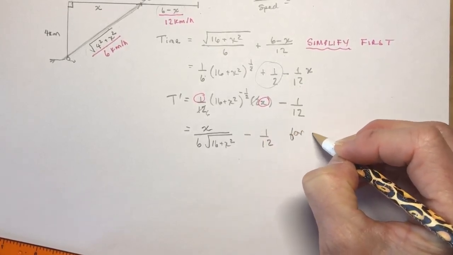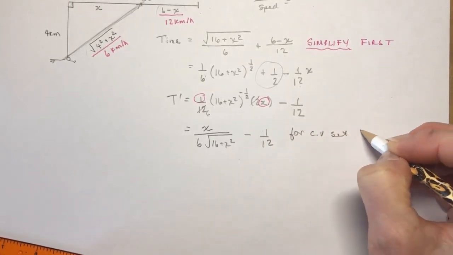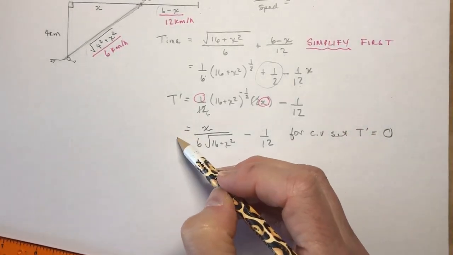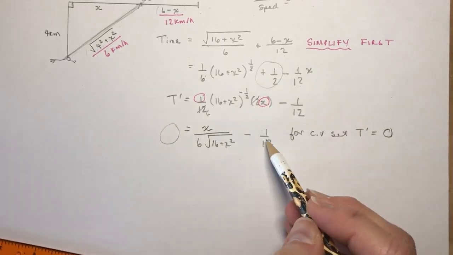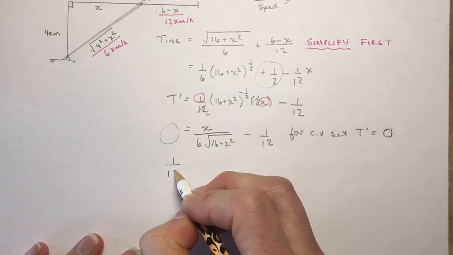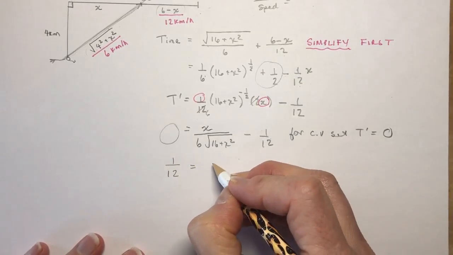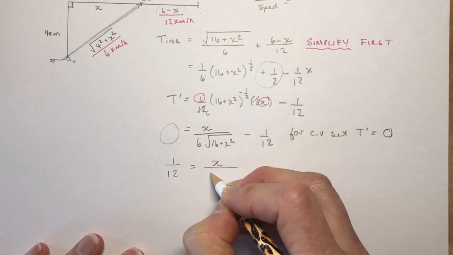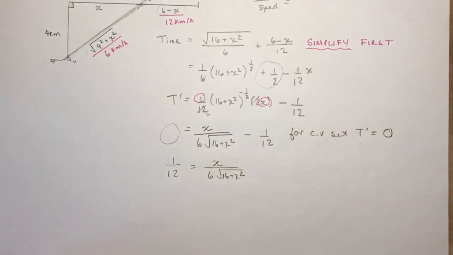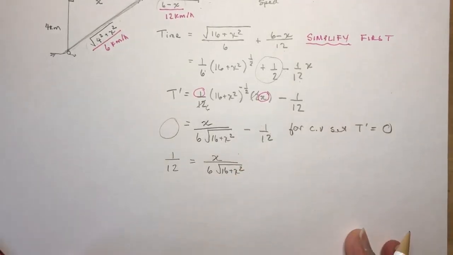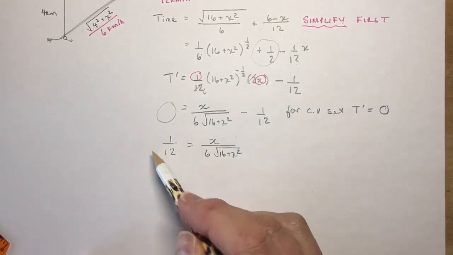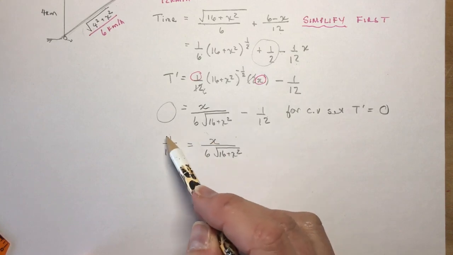And now I'm going to say for critical values, set T prime equal to 0. So if I set this equal to 0 right here, I can move the 12th to the other side of the page. So I'm going to do that. 1 over 12 is equal to x over 6 square root 16 plus x squared. Sometimes it's just the little basic algebra that gets you mixed up. You know how to do the derivatives. So now if I was to solve for x, I would say x is this times this divided by that.